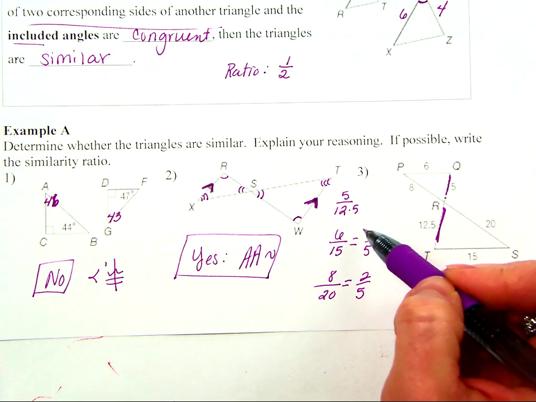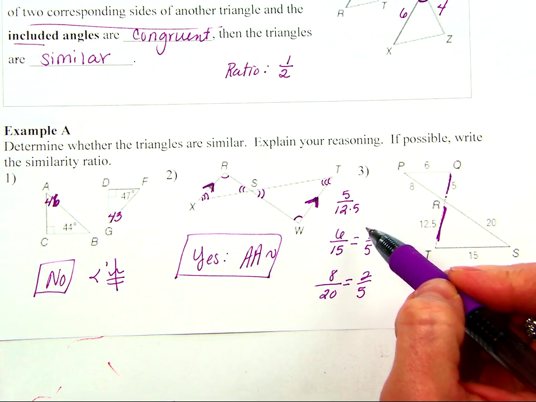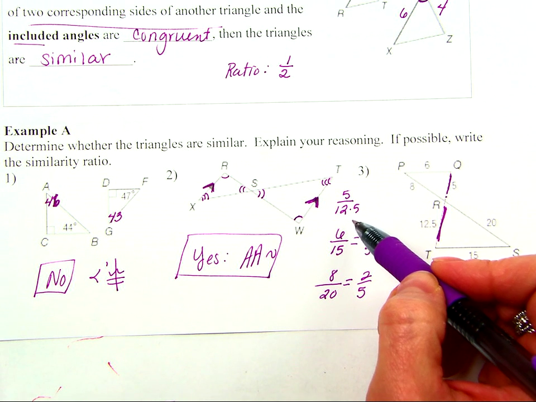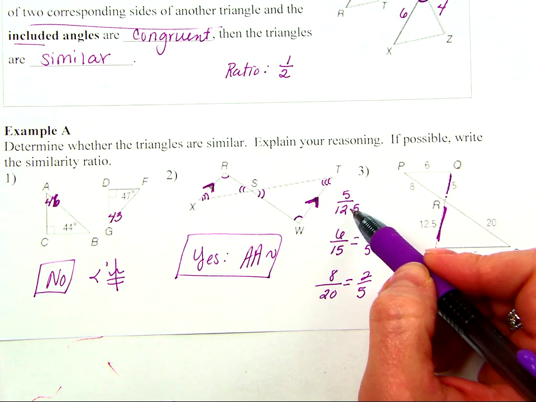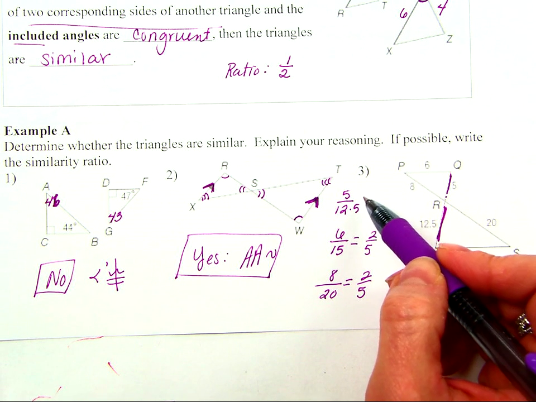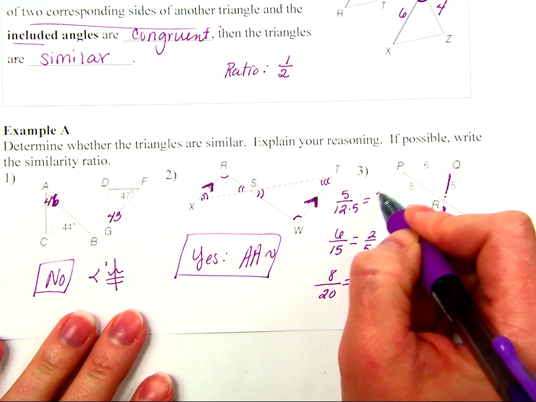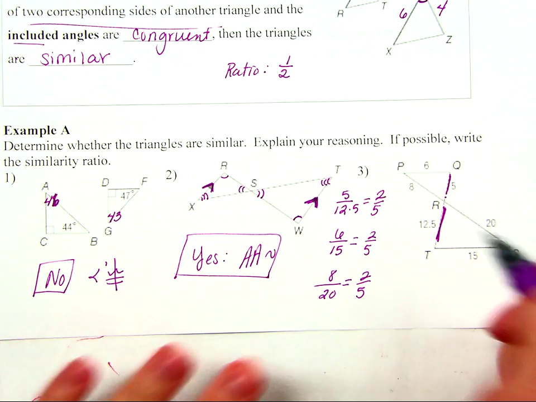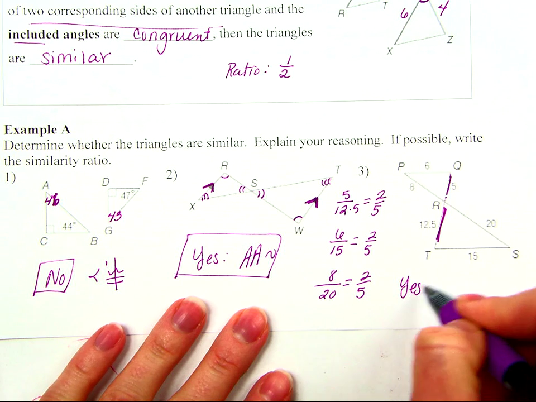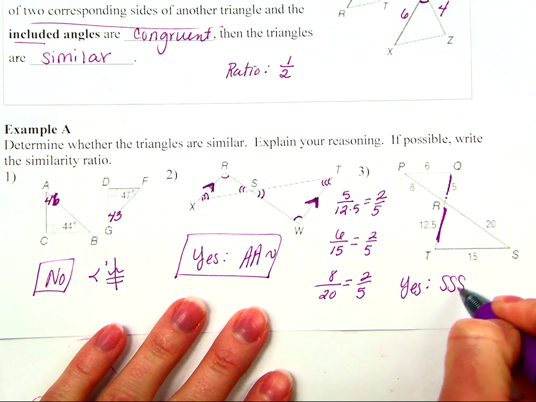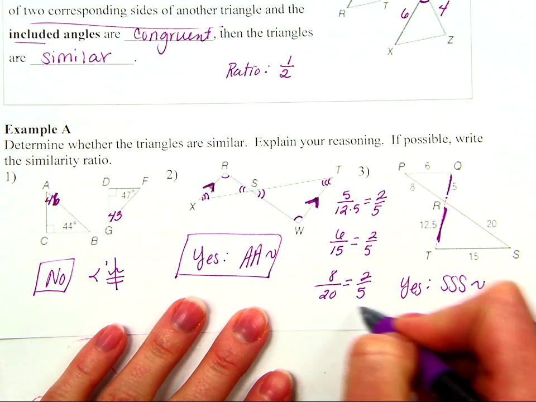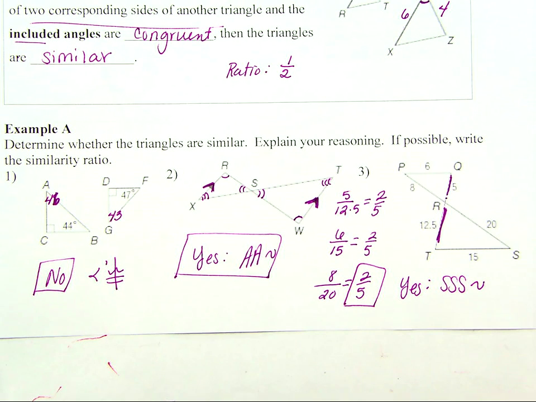Now, the decimal you might have a little bit of trouble reducing. You can certainly divide that on your calculator. Or if I swing this decimal over, this would really look as 50 over 125. In the end, you will find it does come out as 2 over 5. And so, yes, I'm going to say that I can use the side, side, side similarity shortcut. My ratio, 2 to 5, or 5 to 2.